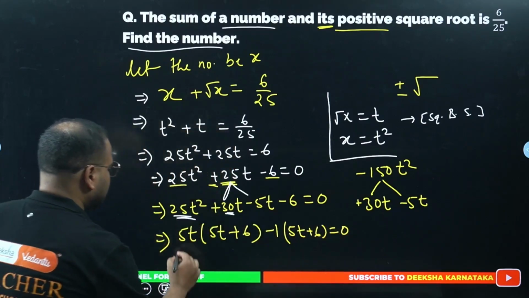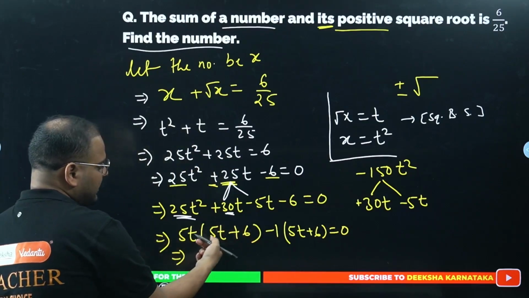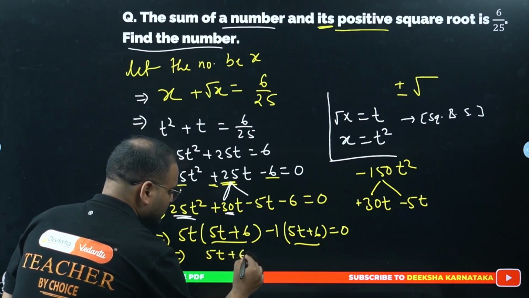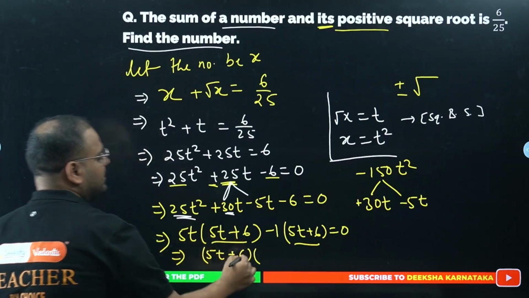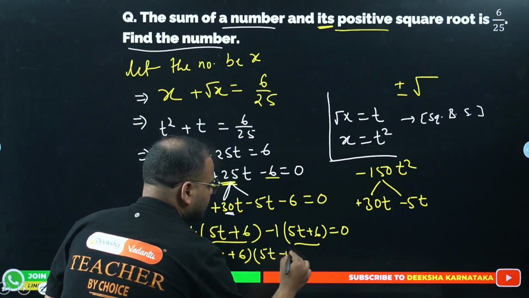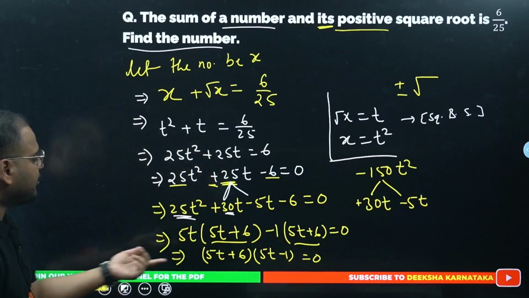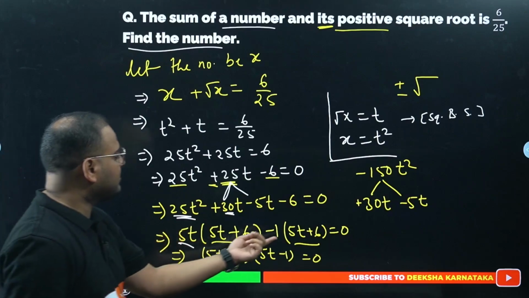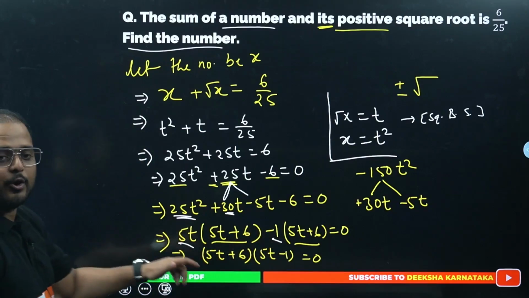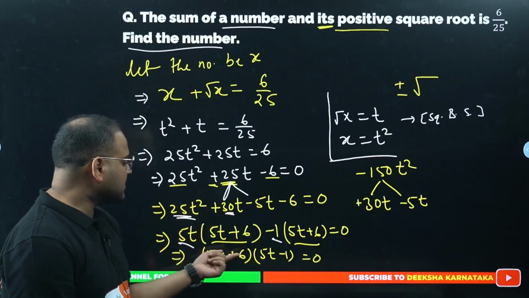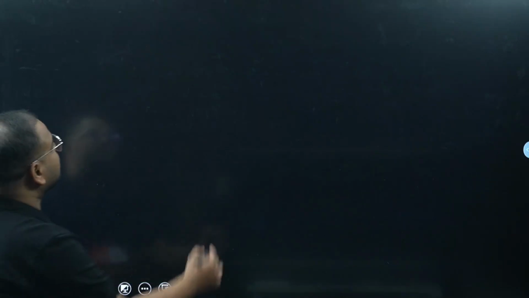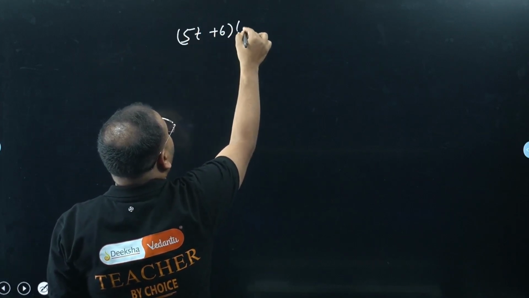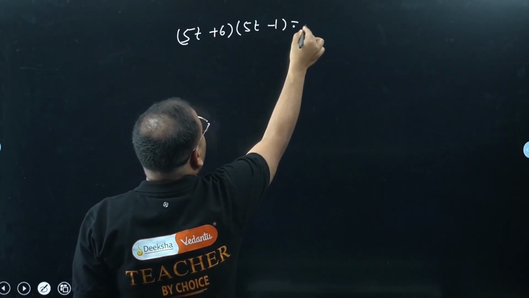Let's factorize it. So again we can simplify it. So I can take 5t plus 6 again common over here. So this will become 5t plus 6 times of 5t minus 1, equal to 0. How 5t minus 1? Because if you take 5t plus 6 common, what is left in the first term? Left is 5t, here it is minus 1. Okay, I'll carry on to the next slide. Please help me out. 5t plus 6 and 5t minus 1 equals to 0.